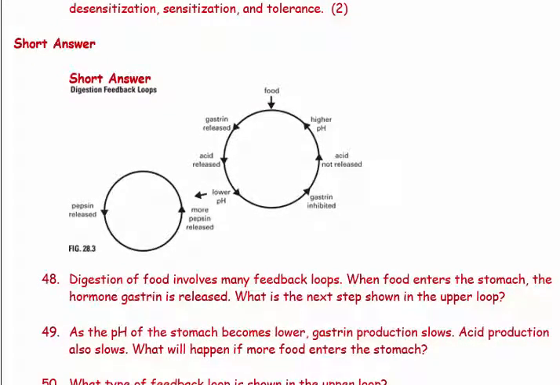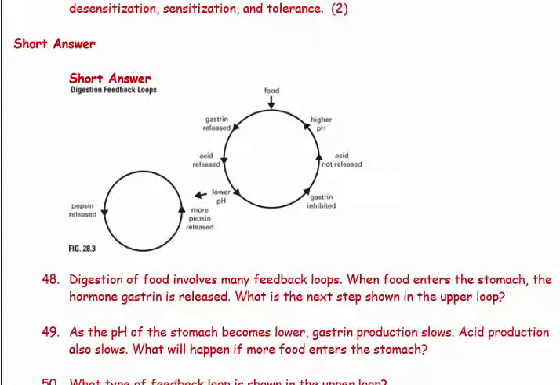Number 48. The digestion of food involves many feedback loops. When the food enters the stomach, the hormone gastrin is released. What is the next step shown in the upper loop? So here, the food enters, okay, the gastrin is released. What is the next step? You just read it from the loop. This is the answer I need. Acid is released. You just read the loop.